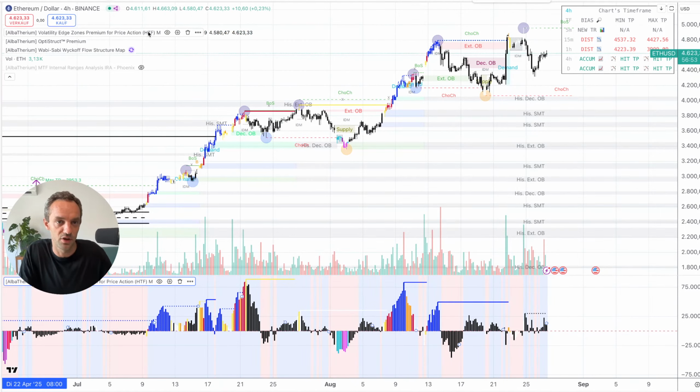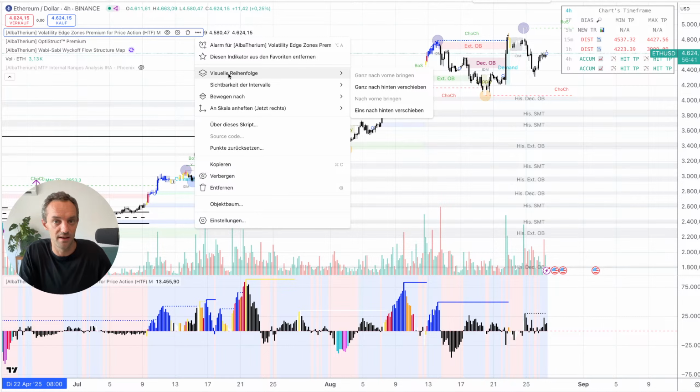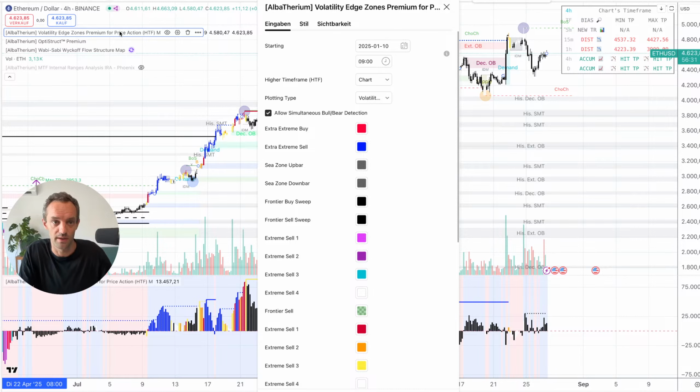And then at the top, you'll find volatility zone edge premium. This is more or less the same information of the volume ventures, only on the chart, on the candles. You need to do this in the front. So this should be visual settings. It should be really at the front here, and so at the top. And then, of course, the same settings, higher time frame chart, C-zone up bar, C-zone down bar, gray.